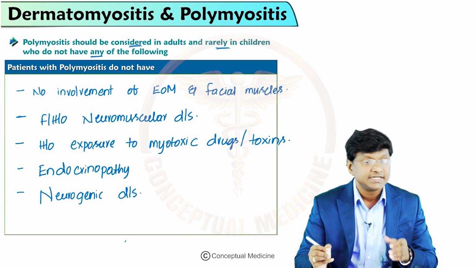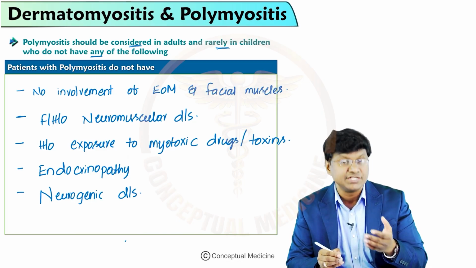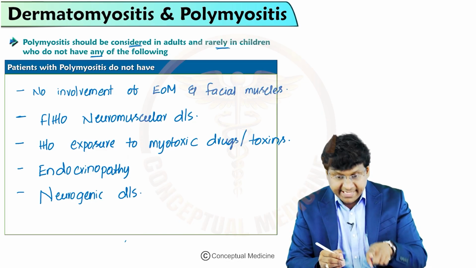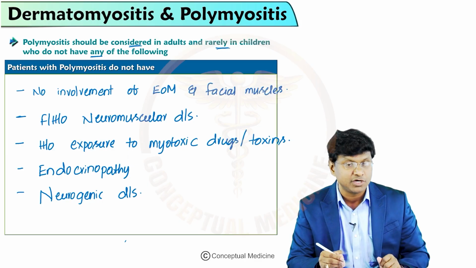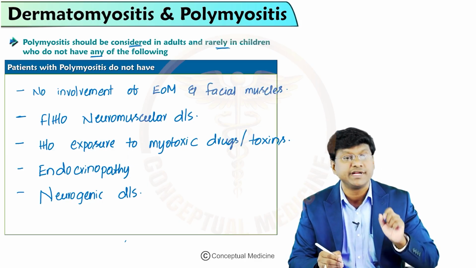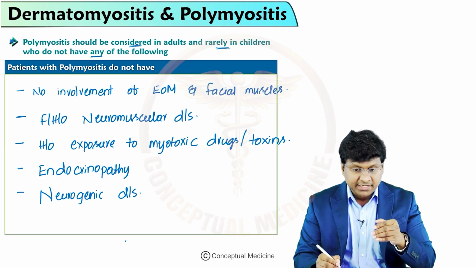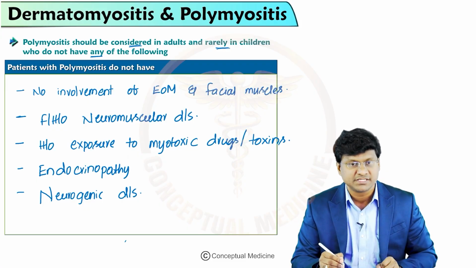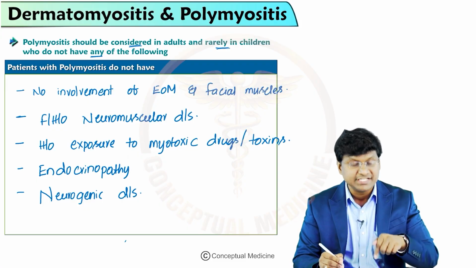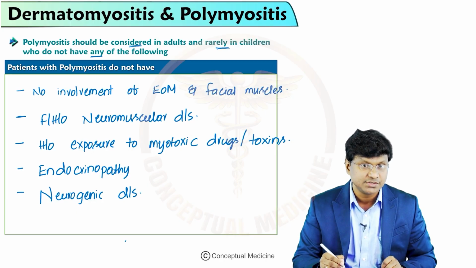Because certain neurological disorders, like the congenital muscular dystrophies, have weakness of the proximal muscles, they should not have any neurogenic disease, right? In case of radiculopathy, there will be proximal muscle weakness. That should not be there to consider it as polymyositis, right?